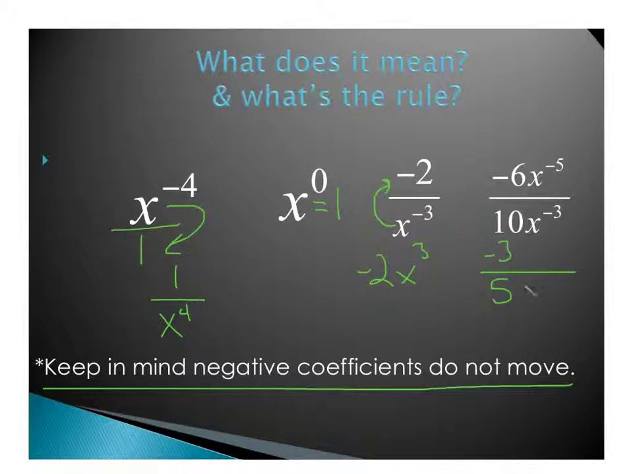So I know my x is going to be down here. Now I got to figure out what my exponent is going to be. So I'm going to have negative 3 minus negative 5. So that's like adding. Negative 3 plus 5 is 2. So here's my final answer.